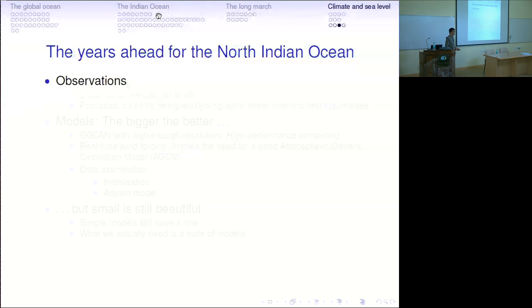So, just my view on the years ahead for the North Indian Ocean. As far as observations are concerned, I don't think we'll make progress unless we have direct current measurements. We are doing that. Direct current measurements are expensive. Until about 2006, there were very short records made typically for industry-sponsored projects, maybe a week long, maybe a fortnight long. You put a current meter out in shallow waters, make a measurement, and take it off.